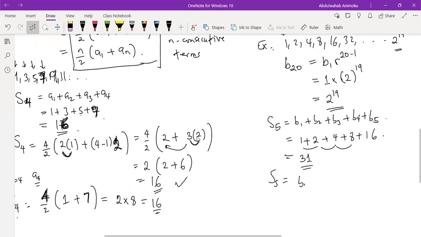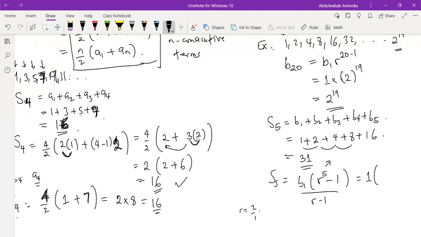Now let's calculate it using the formula S5. We said this is what? B1 r raised to power n, r raised to power 5 minus 1 over r minus 1. So we know our B1 is 1, which is the first term. What is r? R is the common ratio. You can get it using any two successive terms, which is B2 over B1, which is 2 over 1, or B3 over B2, which is 4 over 2. So your r is basically 2, right? Now, which is 2 raised to power 5 minus 1 over 2 minus 1.